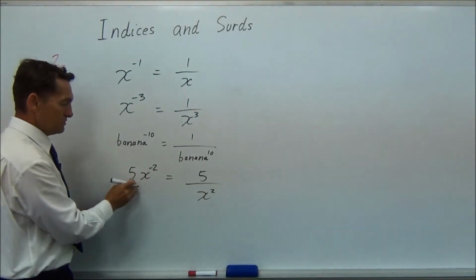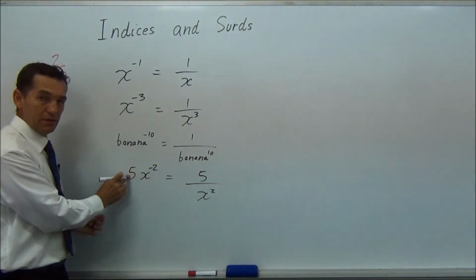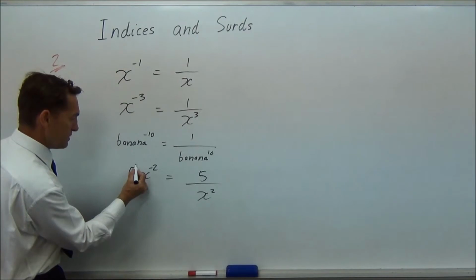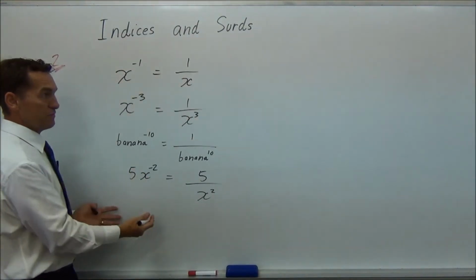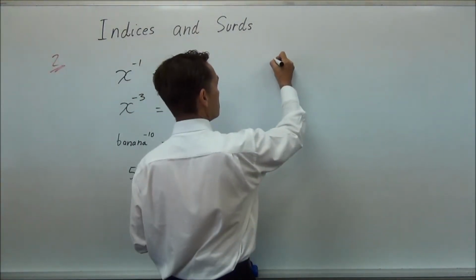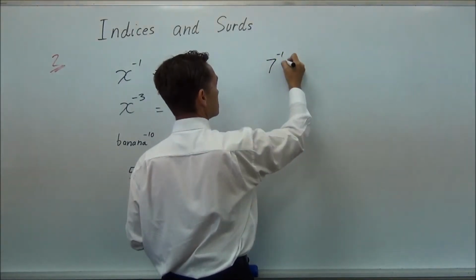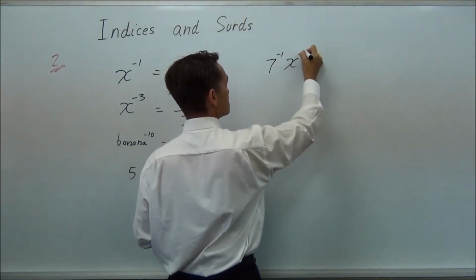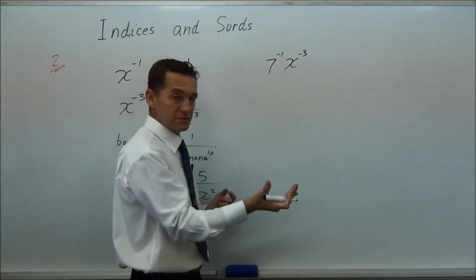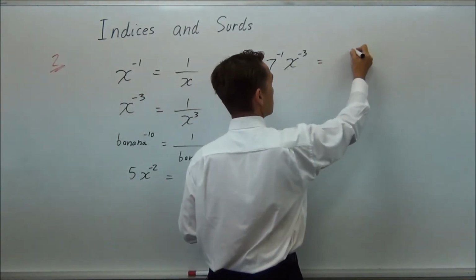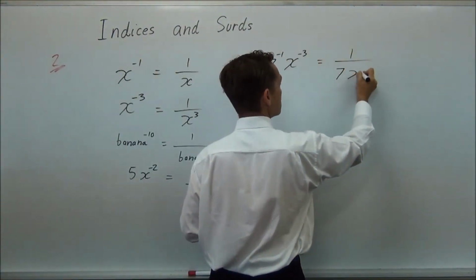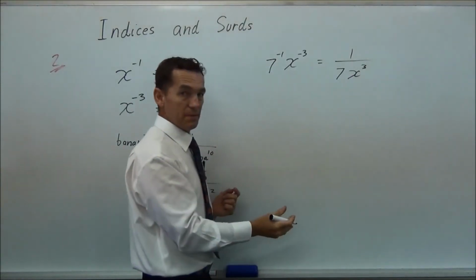So this is multiplied. The only way you can get the 5 underneath is if they put a minus 1 there. So for example, I'll just move over here. If you go 7 to the minus 1, x to the minus 3, they're both going to go underneath. So you'll get 1 over 7x cubed, like that.